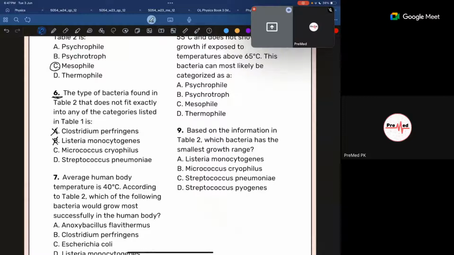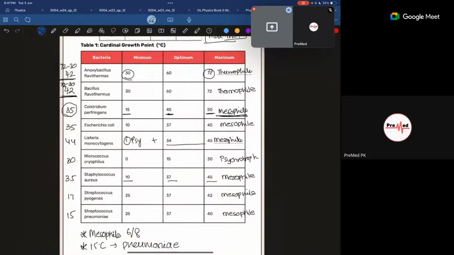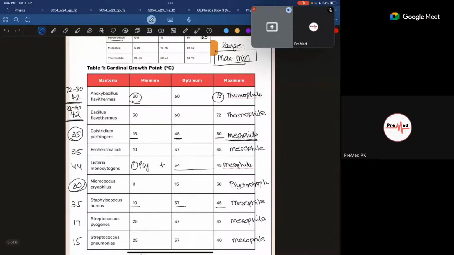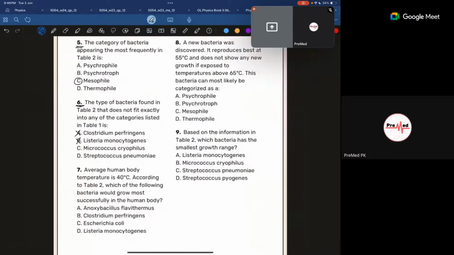The option C is Micrococcus cryophilus. We'll check this again. This one has a minimum of 0 degrees Celsius, optimum of 15, and maximum of 30, which is clearly fitting in the psychotroph category, and it has a broad range of 30 also. And as we can see in the table also, the range from the minimum to the maximum is about 30. So this one is clearly fitting into this category, and there is nothing wrong with this type of bacteria. So Micrococcus cryophilus is also incorrect.